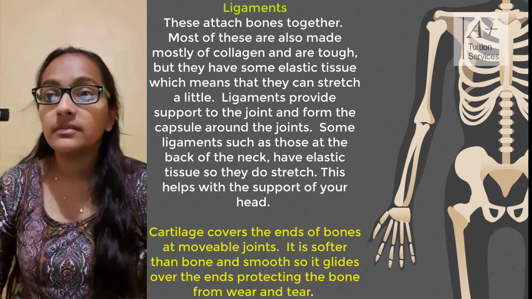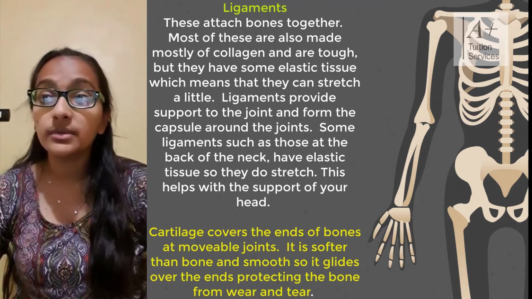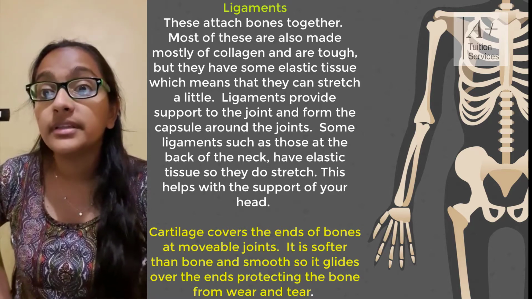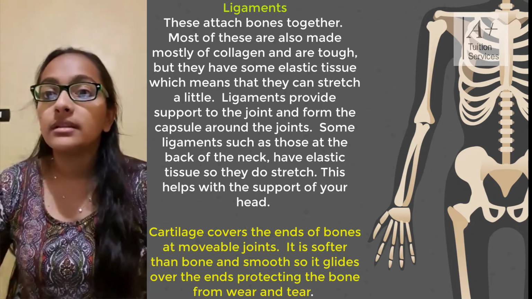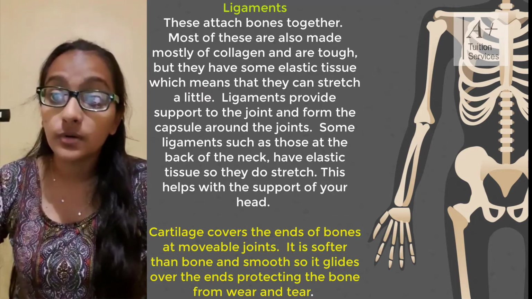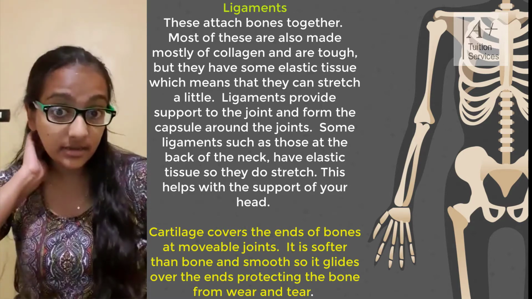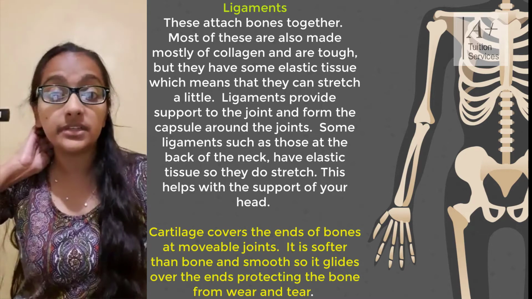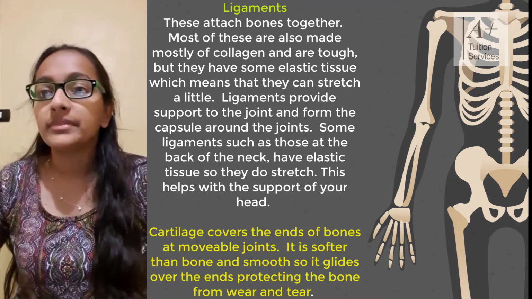So now we have ligaments. Ligaments attach bones together. Most of these are also made of mostly collagen and are tough, but they have some elastic properties, meaning they can stretch a little bit. Ligaments provide support to the joints and form a capsule around the joints. Some ligaments, such as those at the back of the neck, so if you press deep into your neck, you'll feel a structure running vertically, a thin type of structure, not your bone, and it kind of moving. That will be a ligament.